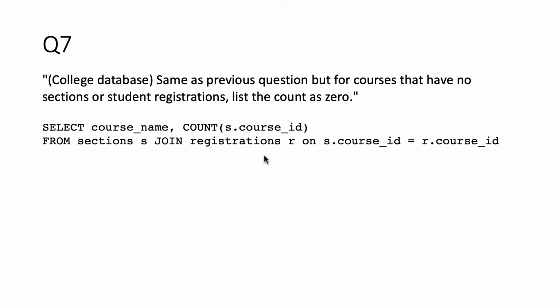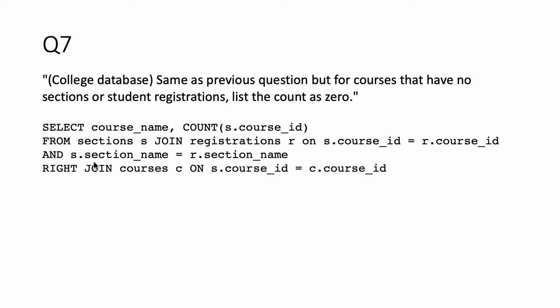Okay, here of course I'm showing the longer version. I'm adapting the longer version that we had earlier for the solution. Okay, so course name, count s.course ID, sections join registrations on both course ID and section name. But finally, when we want to join the course, we say right join courses. Okay, that is because for courses that have no sections or courses that have no registrations, we still want the course details and list the count as 0.